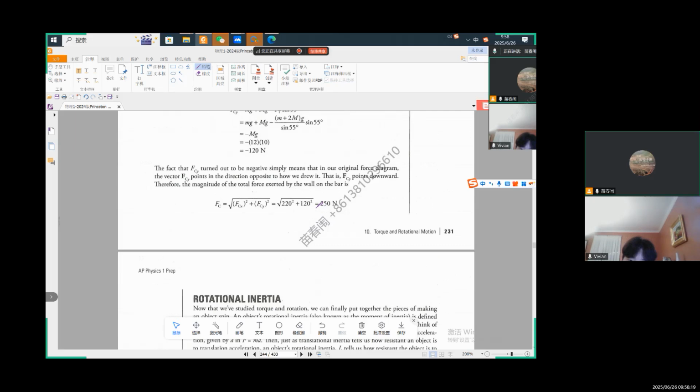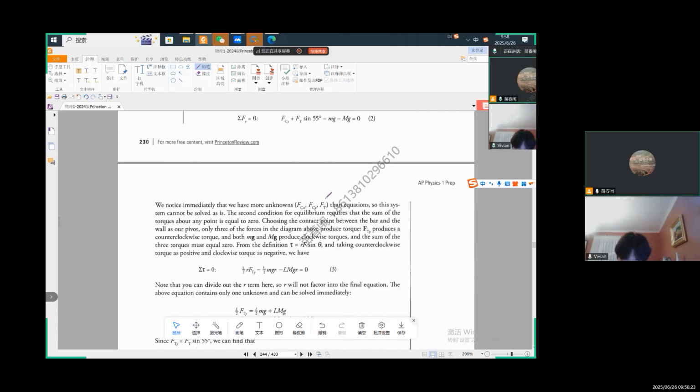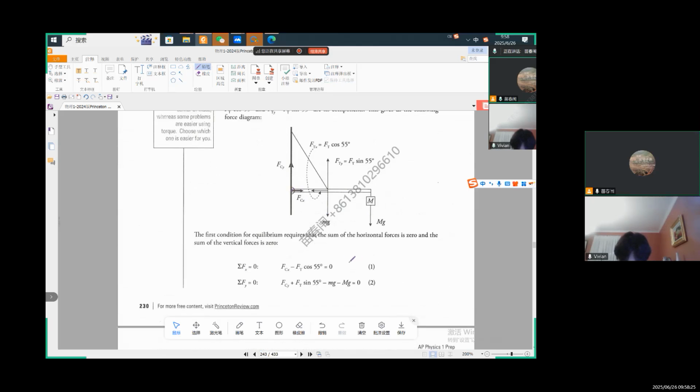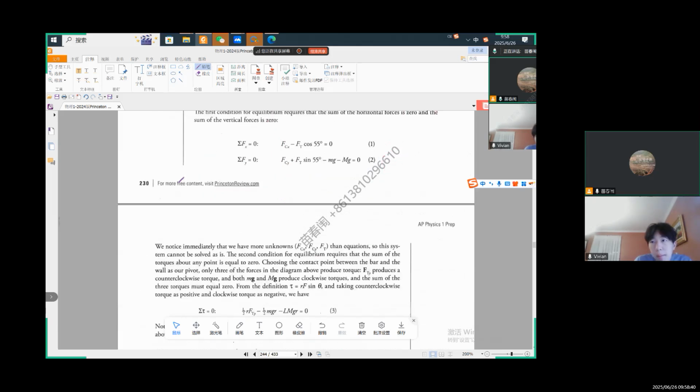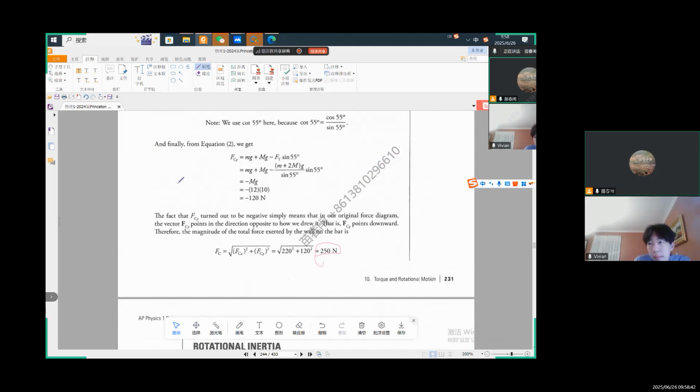Let's see, the result is 250. Let's estimate a little bit. 250 is not a very large force. I guess it makes sense. Normally 1 Newton is 1 apple's weight, so 250 is not that much, and it's okay. It can be provided by the wall.